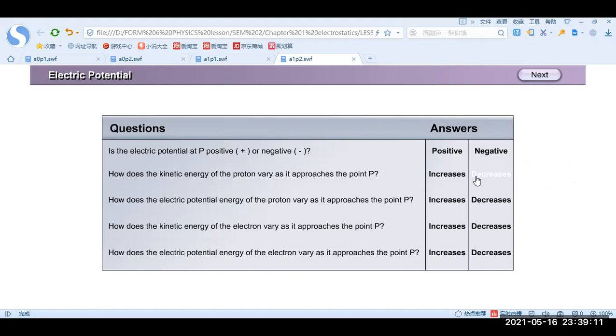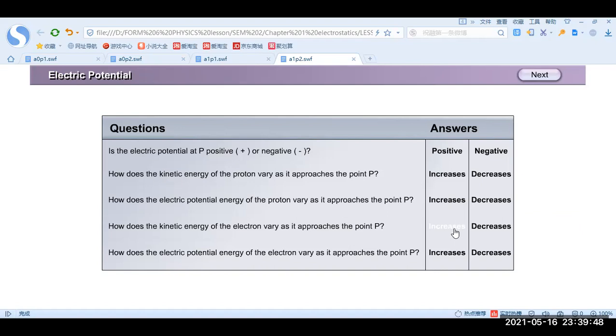If the kinetic energy decreases, what happened? That means that the electric potential energy of the proton will increase. In the second animation, how does the kinetic energy of the electron change? When the electron approaches the point P, it will move straight to the positive plate, right? That means it moves faster and faster, and the kinetic energy increases.